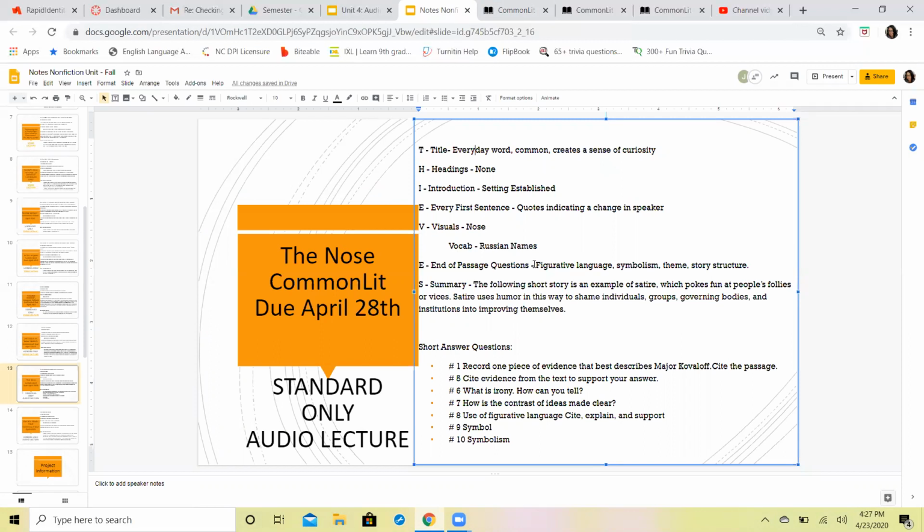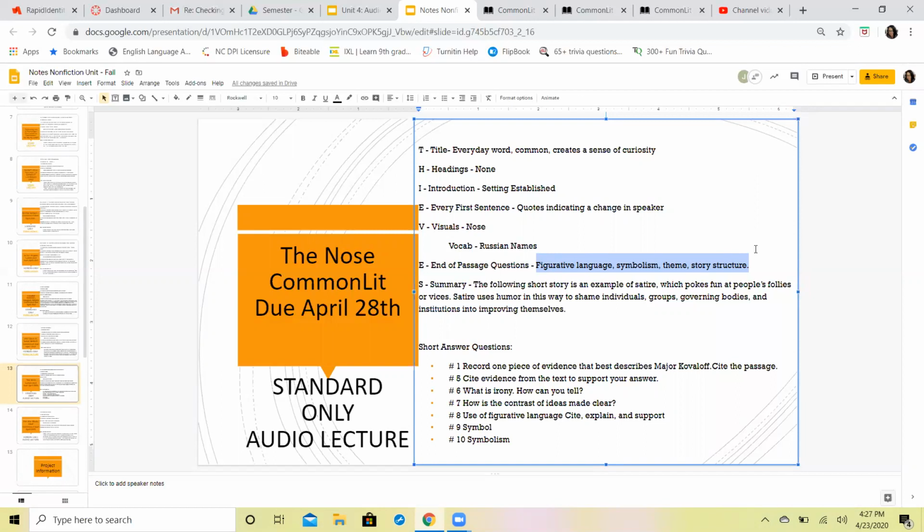It's okay. When you get to the end of passage questions, they're going to ask you about figurative language, symbolism, theme, and the story structure. So going back to that letter and understanding how it breaks the passage apart and breaks it down. So just make sure that you're ready for those. And if you need to, guys, go back to our poetry unit and refamiliarize yourself with the different types of figurative language. We may have also done some of it with short story.